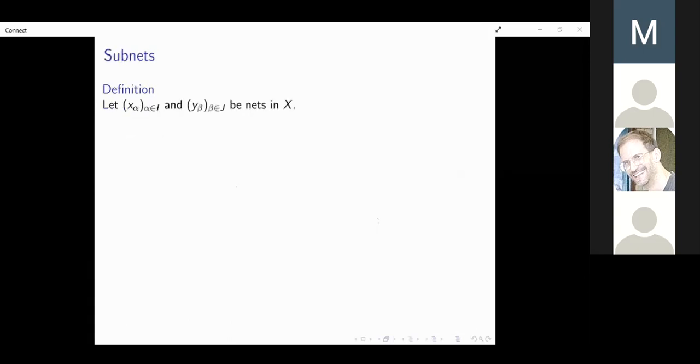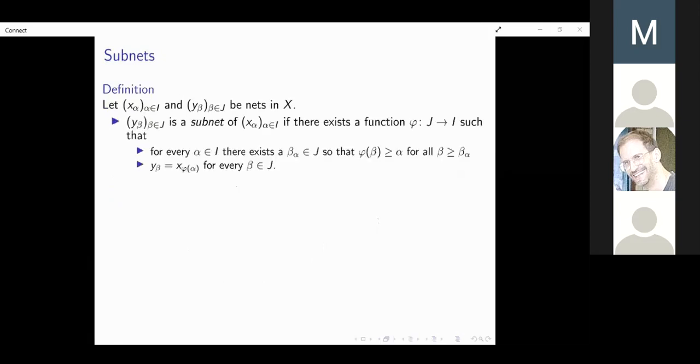Right. So let's look at subnets quickly. We are following Kelly's definition of a subnet, which is the most general, well, second most general. Right, so y beta is a subnet of x alpha if there's a function phi from J into I, so that for every alpha, there's a beta alpha in J, so that phi of beta is bigger or equal to alpha for all beta bigger or equal to beta alpha, and y beta is x of phi of beta for every beta in J.